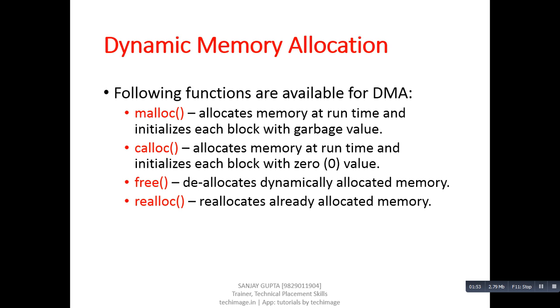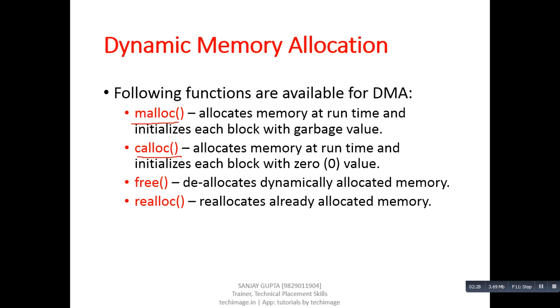There are a total of 4 functions available. First function is malloc. Malloc allocates memory at runtime and initializes each block with a garbage value. Similar to malloc, there is another function which is known as calloc. So calloc allocates memory at runtime and initializes each block with 0 value. So both malloc and calloc allocate memory at runtime, but one initializes all the blocks with a garbage value and the other one initializes each block with 0 value.